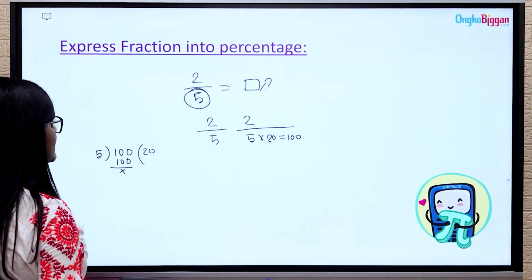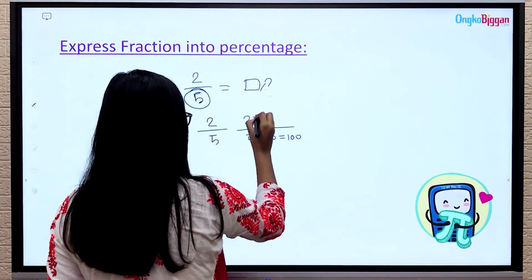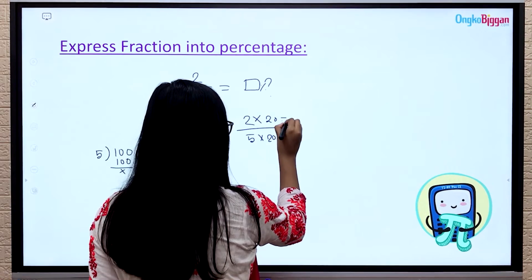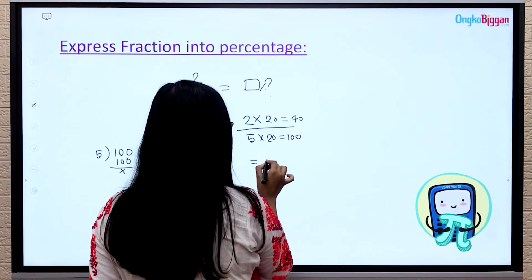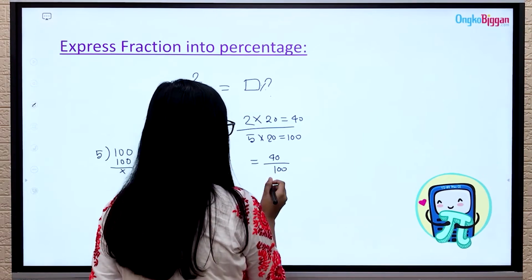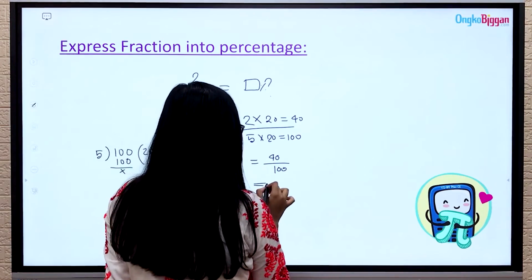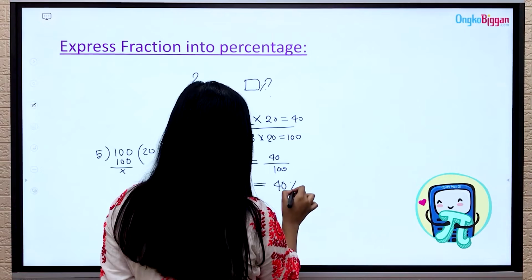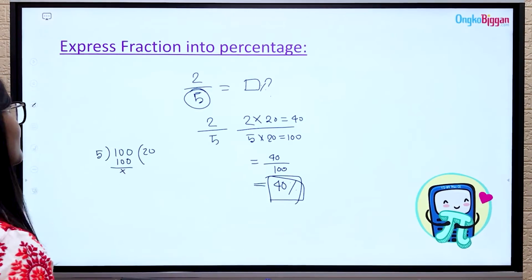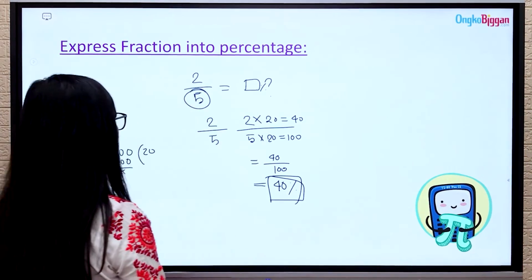Since we have multiplied 5 by 20, we also need to multiply the numerator by the same value, that means 20, that means 40 by 100. So we are getting 40 by 100, and it's actually the same equivalent fraction. You can also write 40 by 100 equal to 2 by 5. So finally you can write 40%. In this way we convert a simple fraction into a percentage. That means we need to convert the denominator to 100.